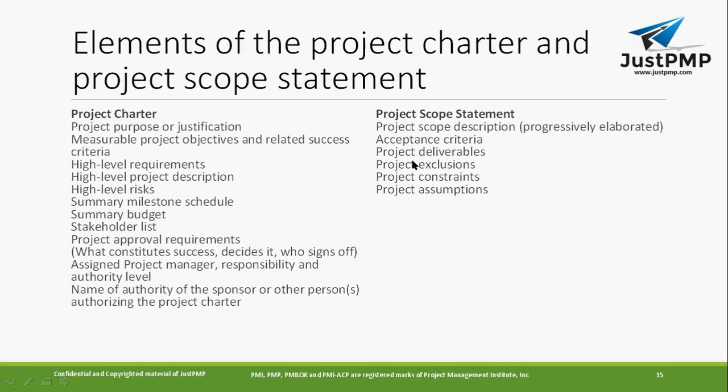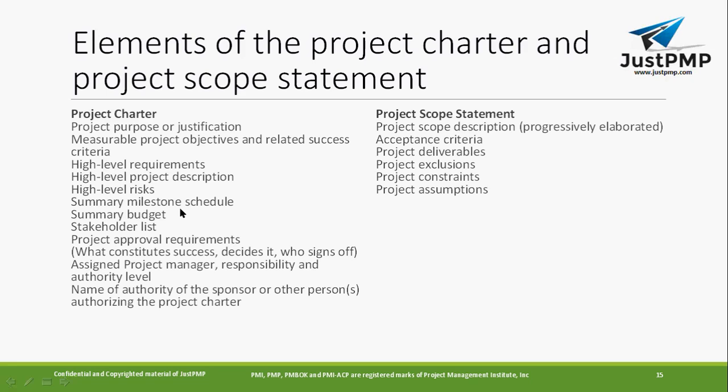project purpose and justification, which I have shown you earlier. Like you have a high-level requirement, but here it is in more detail what they wanted to do. Okay. Here in the project charter, a high-level project description will be there. High-level risks will be there, but here in a more detailed way. Summary milestone schedule is there. So you have summary milestones, and a summary budget is there, which may not be in the project scope.